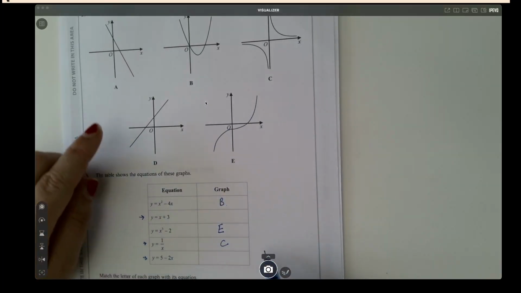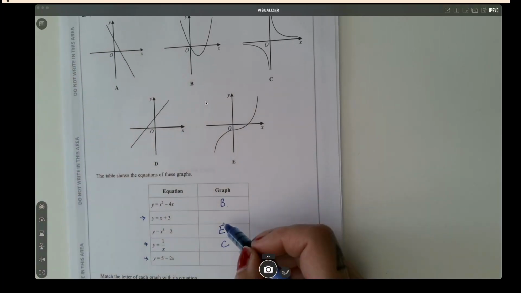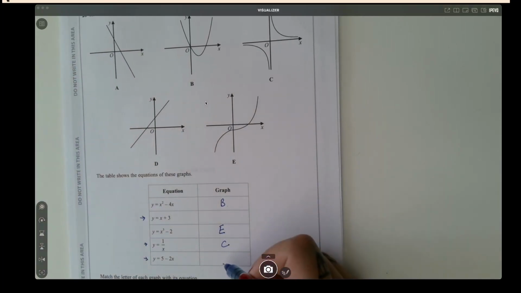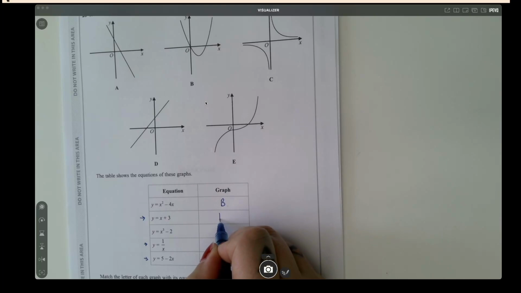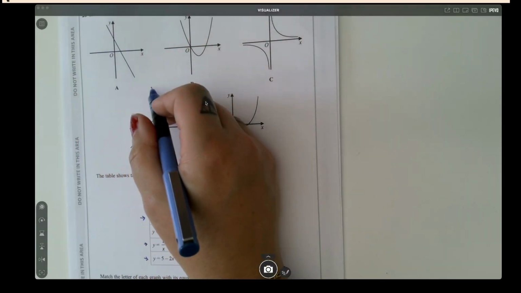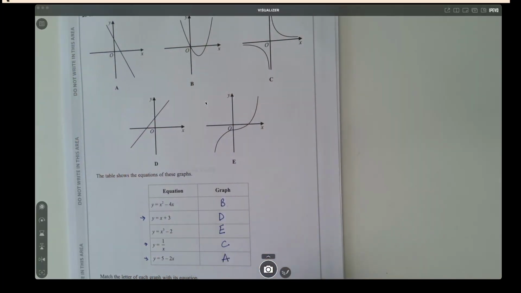So now we just need to decide whether A or D goes with y equals x add 3 or y equals 5 subtract 2x. So first things first, this one is a positive x. It has a positive gradient, so it must be going upwards. This has a negative x coefficient, which has a negative gradient, so it must be going downwards. So D is going upwards, so that must be this one. A is going downwards, so that must be this one.